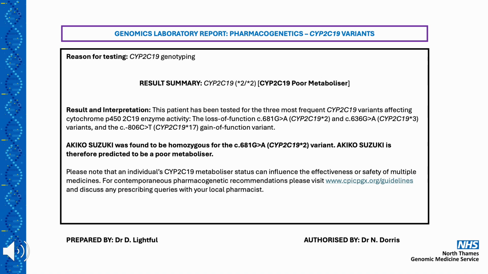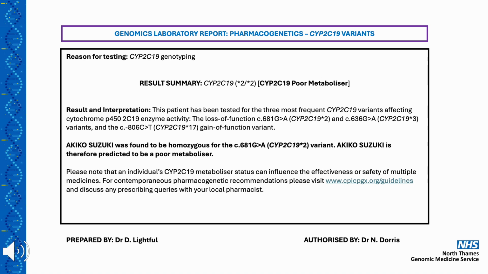Note that *1, the wild-type allele, is not tested for, but is only inferred in an allele if *2, *3, or *17 are not detected. Below this, the report states that Akiko Suzuki is homozygous for *2, meaning that both alleles are the same. This predicts Akiko to be a poor metabolizer.